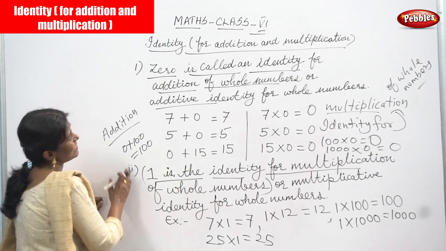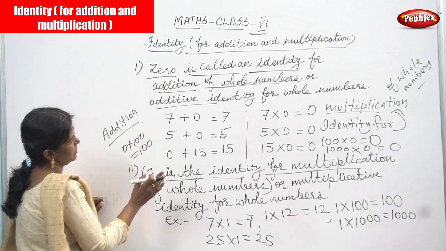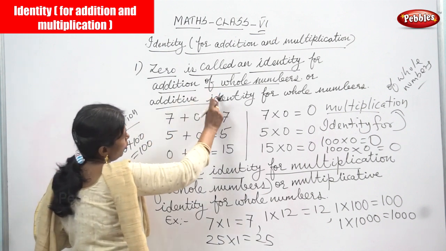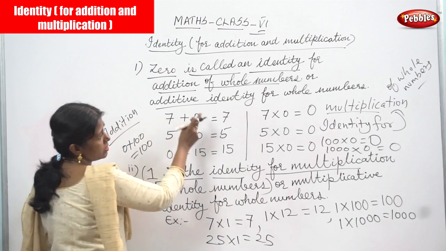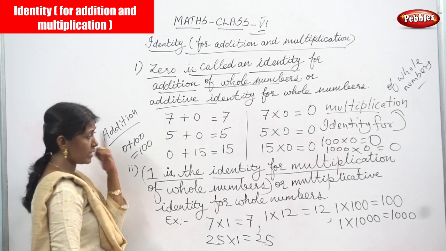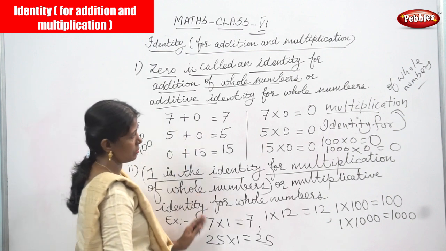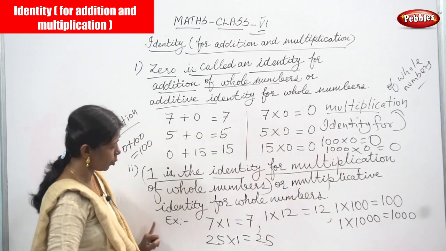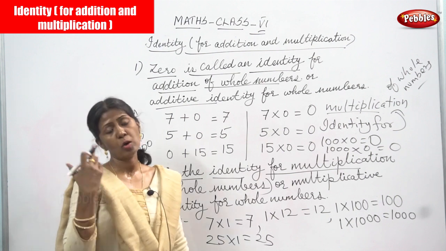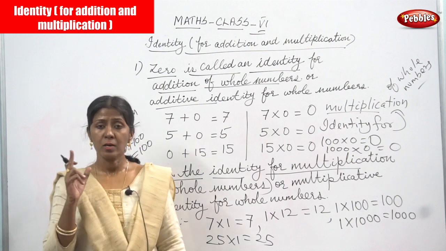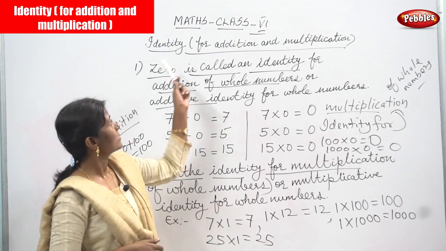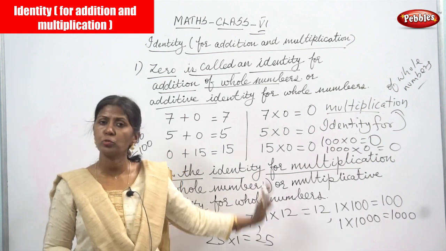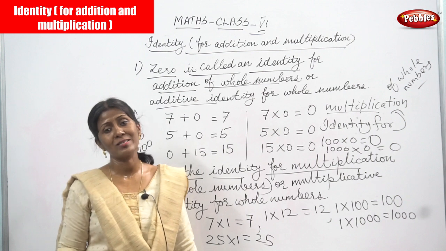I think you understand the identity for addition and multiplication very clearly. So 0 is called the identity for addition of whole numbers, otherwise the additive identity for whole numbers. You can take any whole number, add 0, and you get the same number. You can take any whole number, multiply by 0, and you get 0. And 1 is the identity for multiplication of whole numbers: you can take any whole number, multiply by 1, and you get the same number. That is the identity property for addition and multiplication. So that's all the properties of whole numbers. Go through the video once or twice, and you can understand the concept very clearly.